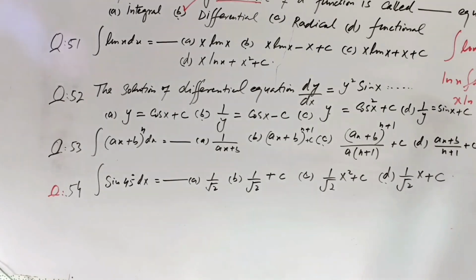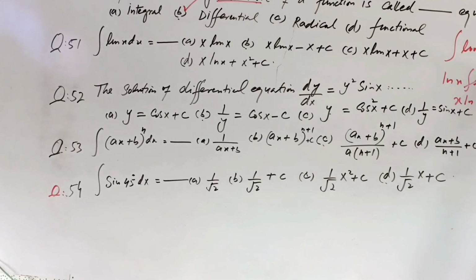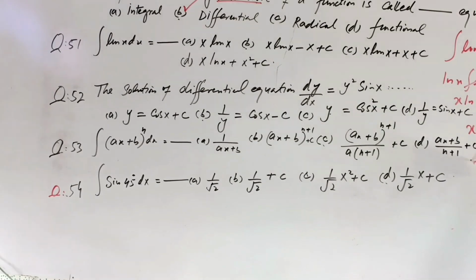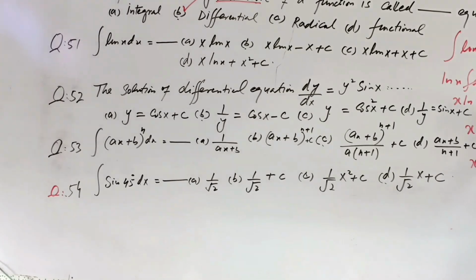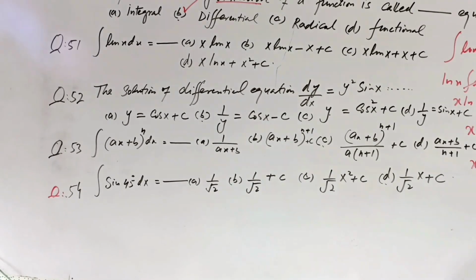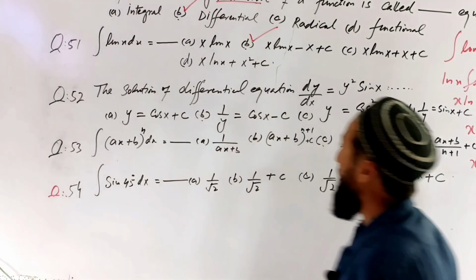So 1 over x and x will be cancelled, and dx is remaining. So here x log of x minus integration of dx. So x log of x minus x plus c. X log of x minus x plus c, B is the correct option.